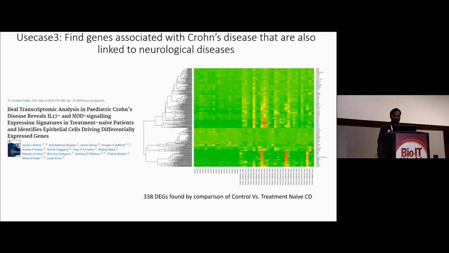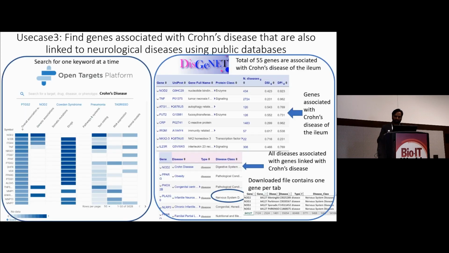So in order to ask this question, again, we started with one study where we found differentially expressed genes between control and Crohn's disease patients. And then we took those genes and started learning about those genes, and we wanted to know their association with Crohn's disease.